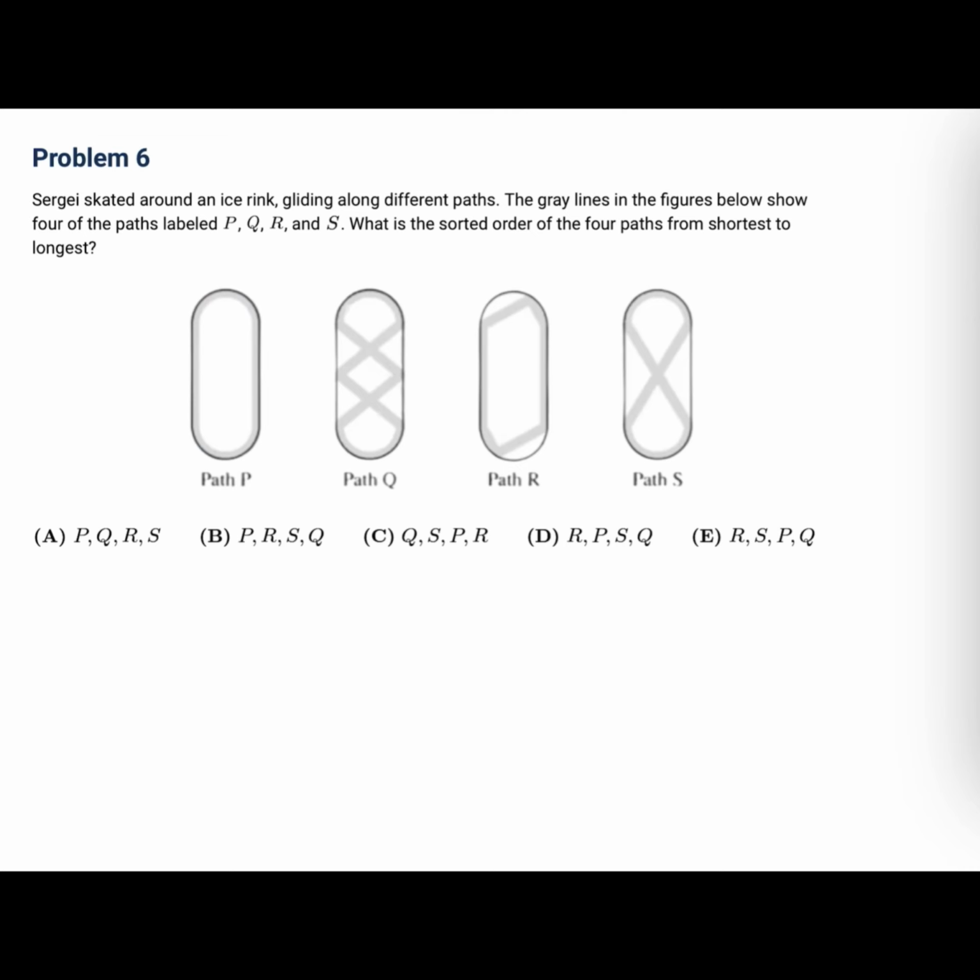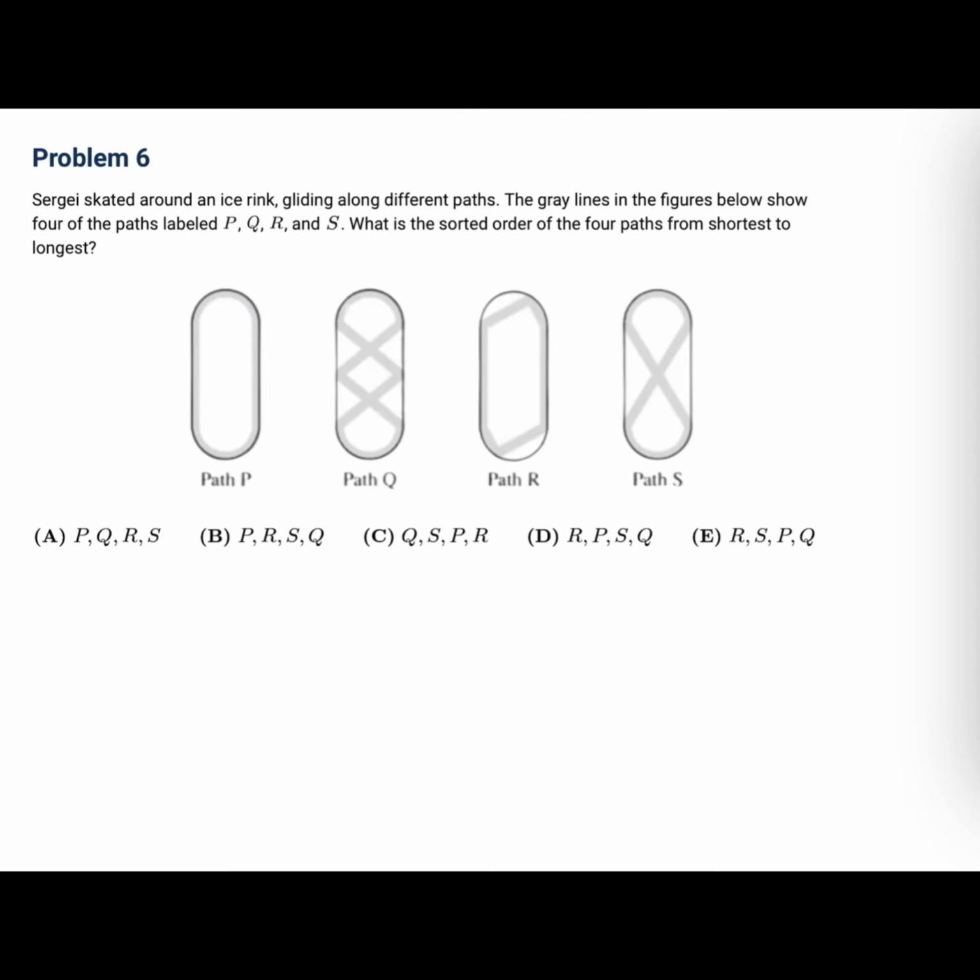And today we're going to be looking at the 2024 AMC 8, problems 6 through 10, starting off with problem 6. Sotogi skated around an ice rink, gliding along different paths. The gray lines of the figures below show 4 of the paths labeled P, Q, R, and S. What is the sorted order of the 4 paths from shortest to longest?